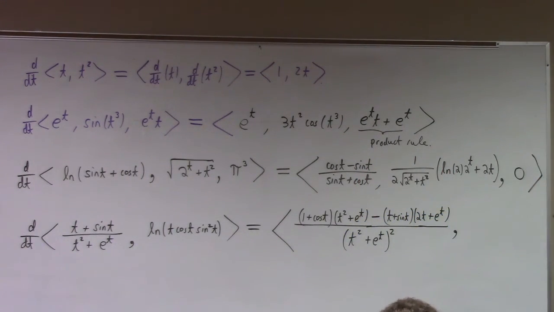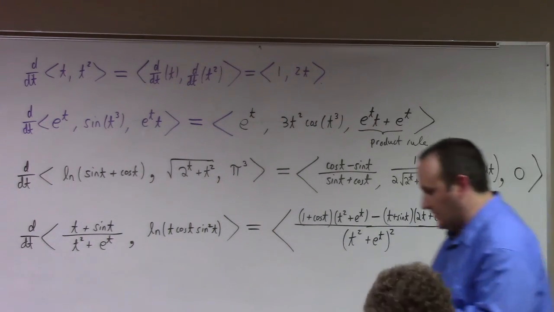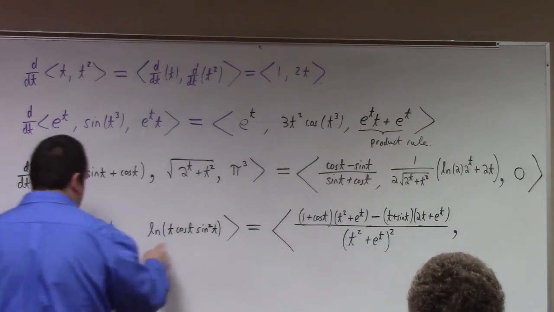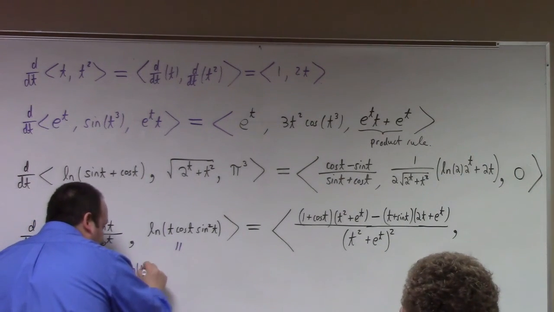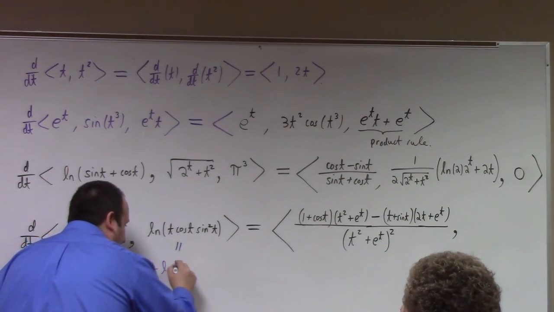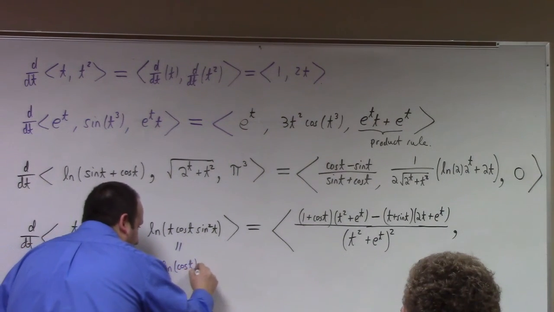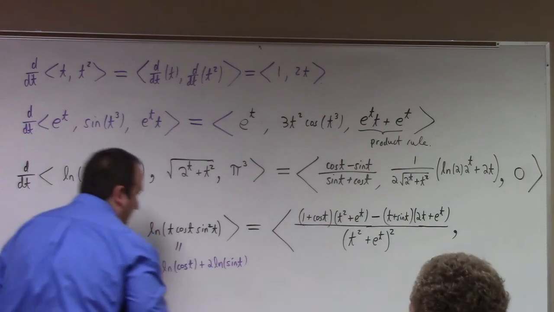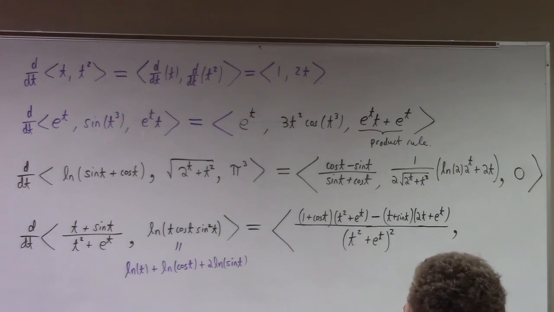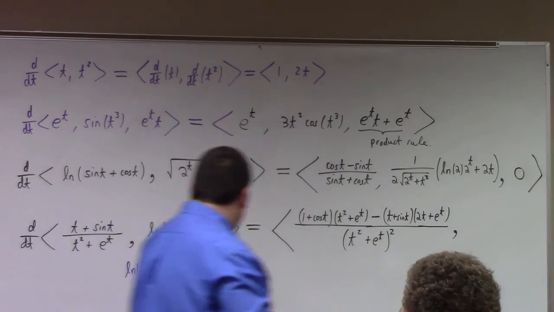Now, that is an invitation to use properties of logs. Don't differentiate this directly. What you've got to do is have some common sense. This is the natural log of t plus the natural log of cosine t plus 2 times the natural log of sine t, by properties of logs. The log of a product is the sum of the logs, and we can pull powers out. So log of sine squared is 2 times log sine. And those are easy to differentiate.